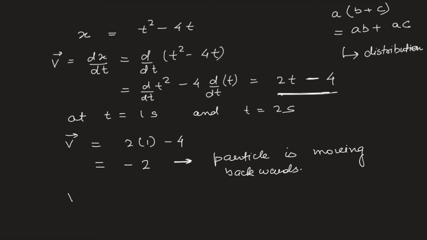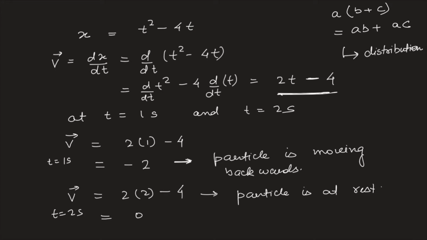Now this is t equals 1 second. If you want to find the instantaneous velocity at t equals 2 seconds, you are going to do 2 into 2 minus 4, and that is equal to 0. So the particle is at rest.